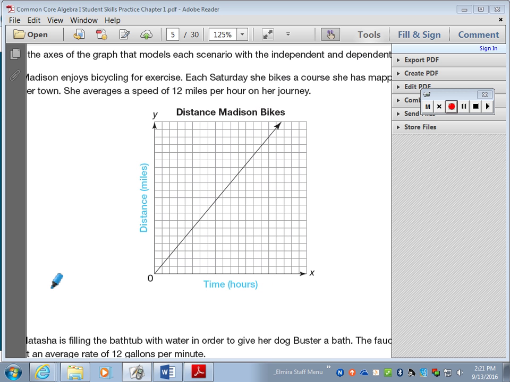So that's all you have to do, is go through each scenario, read the graph, read the problem, and label the graph with the independent and dependent variables.